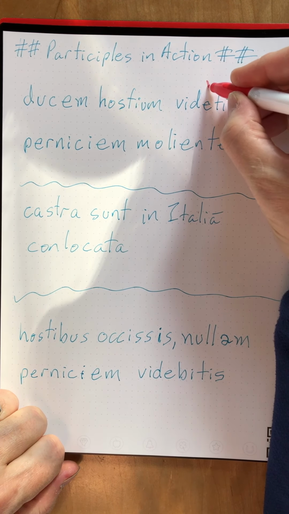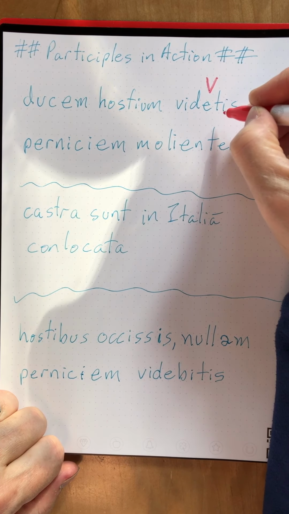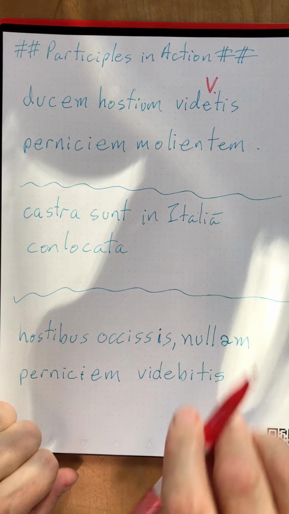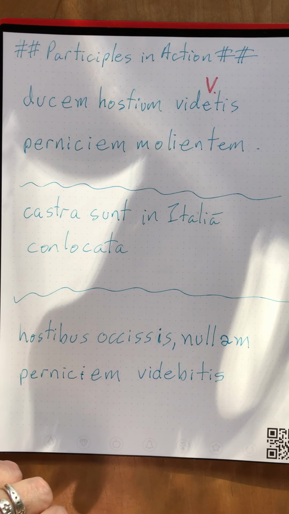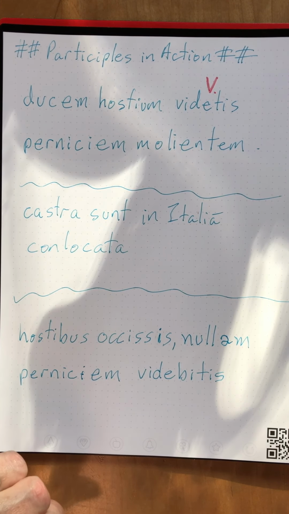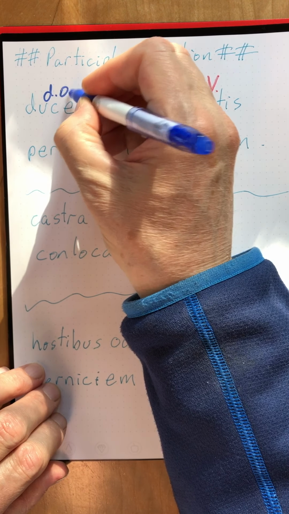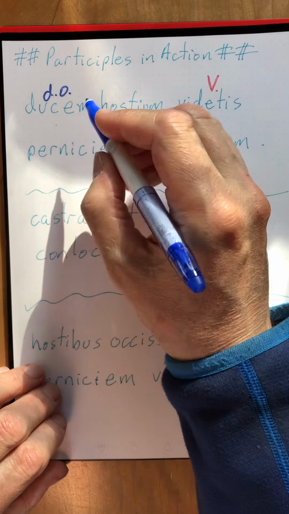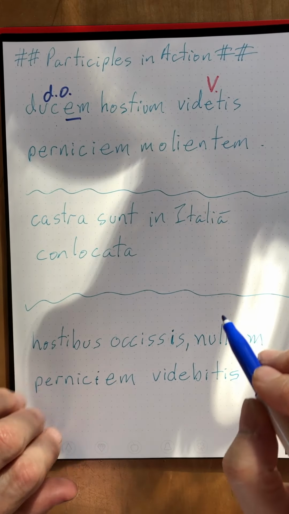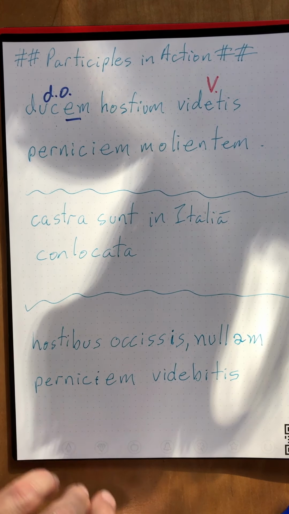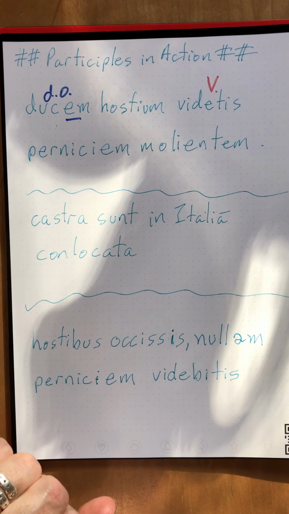This is the verb right here. Videtis, you see. All right, going to check around for a direct object. Sure enough, right here, here's my DO. Direct object, ducem. You can see the EM there, the accusative singular. Alrighty, now let's get into the weeds here.